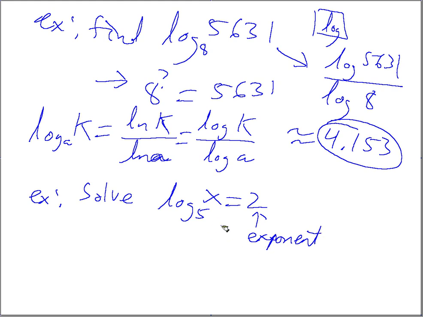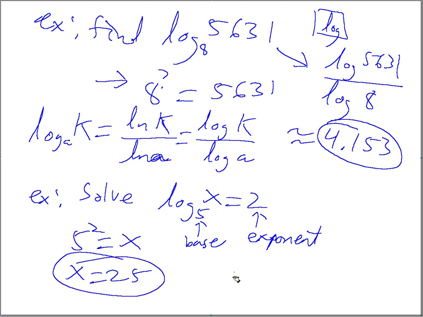Right, 2 is the exponent. So, and again, what's the base? 5. So therefore, we see that 5 squared, base to the exponent, is equal to whatever's inside the log, equal to x. So x is simply equal to 25. Okay? Not too bad at all.